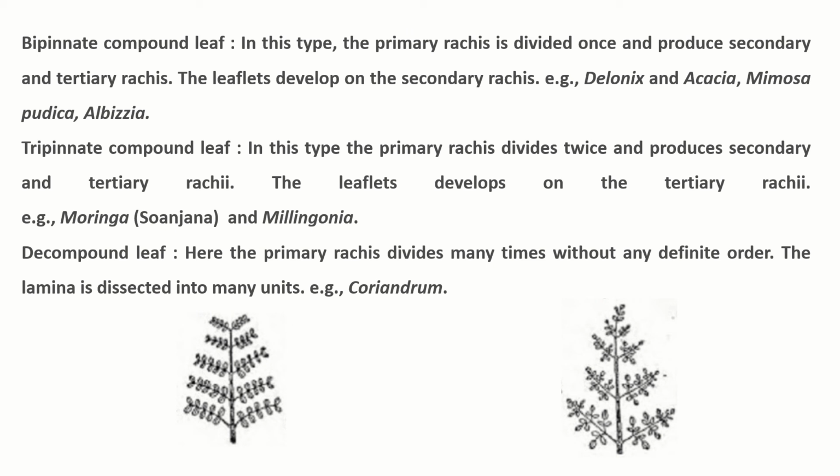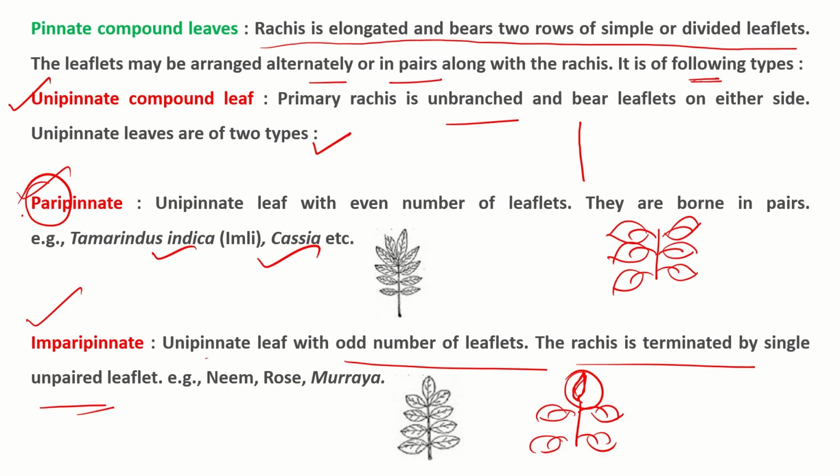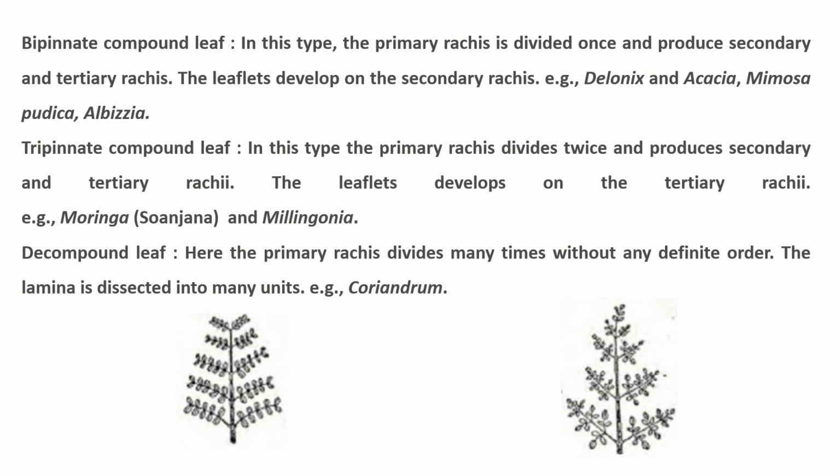Fine. Now we'll come to bipinnate compound leaf. Here we had talked about unipinnate compound leaf. Now we'll come to bipinnately compound leaf. In this type, the primary rachis is divided once and produces secondary or tertiary rachis. They will produce secondary rachis and tertiary rachis by the division of the primary rachis. Okay.